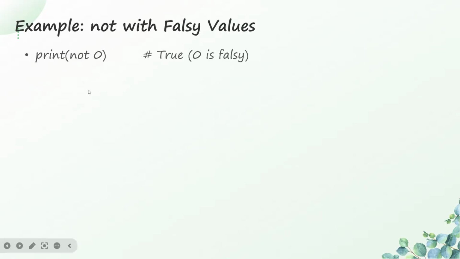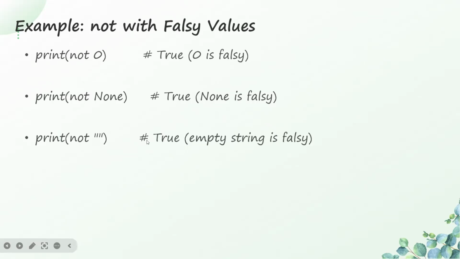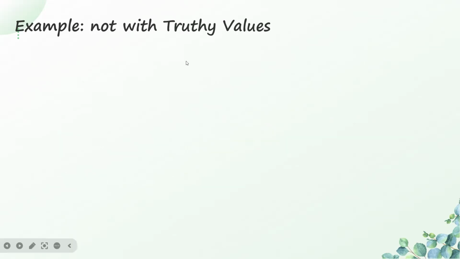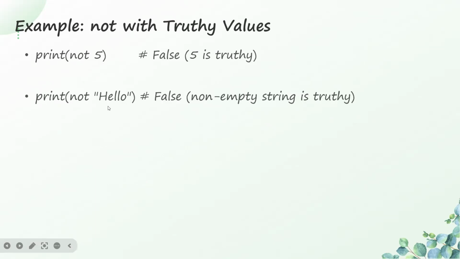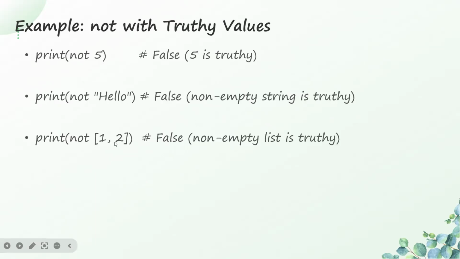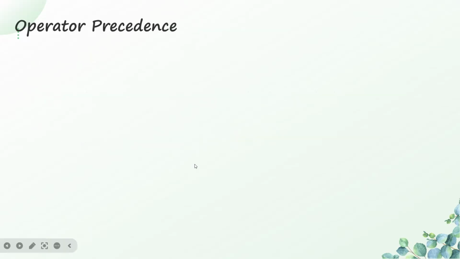Okay, so look at it. Not 0. 0 is false, so not 0 will give us true because not negates it to be true. None is false, not will negate it to be true. Empty string is false, not will negate it to be true. Empty list is false, not will negate it to be true. When you're working with truthy values, 5 is truthy, not will negate it to be false. Hello is truthy, not will negate it to be false. This list has some elements, it's not an empty list, so not will negate it to be false.